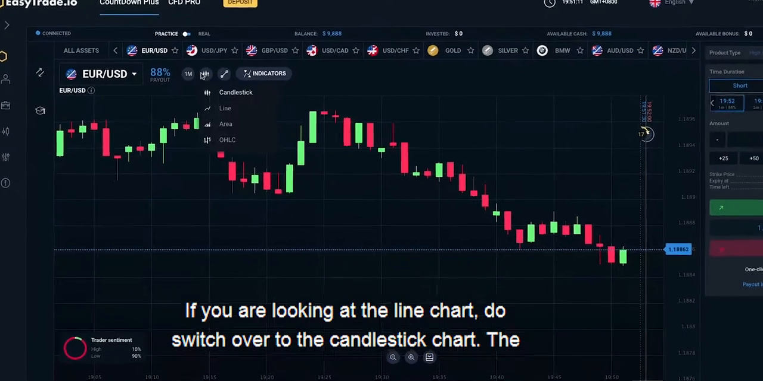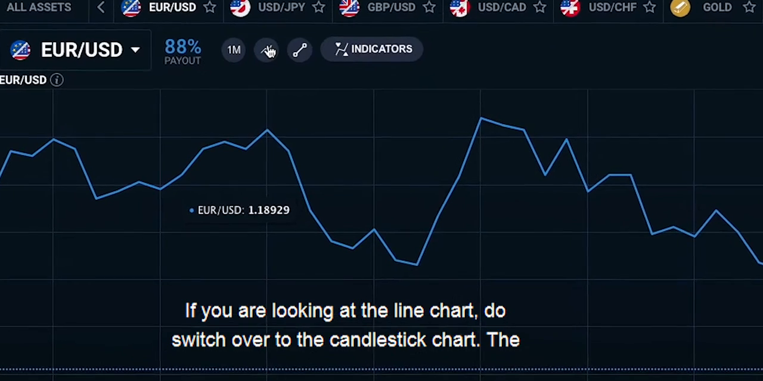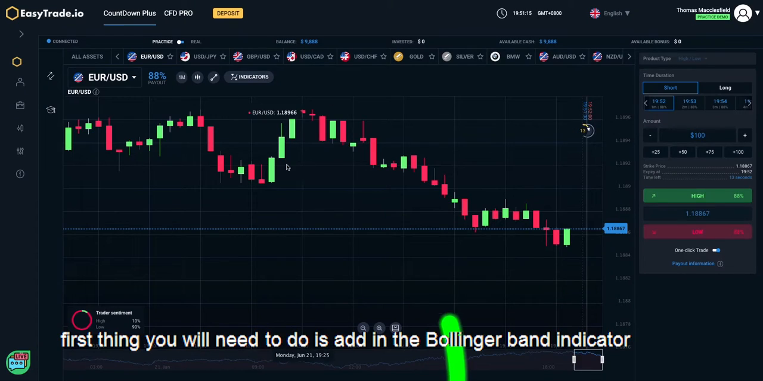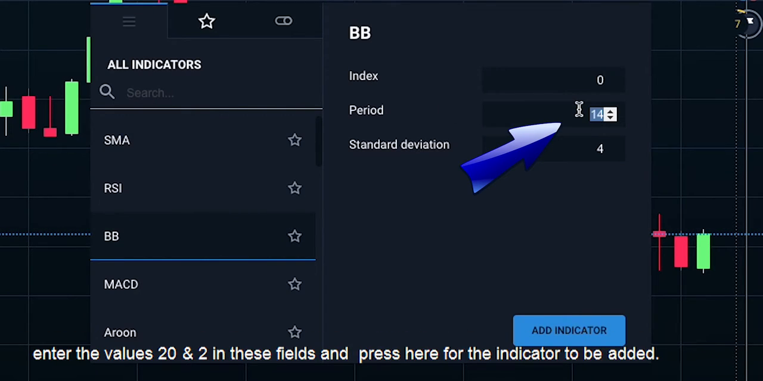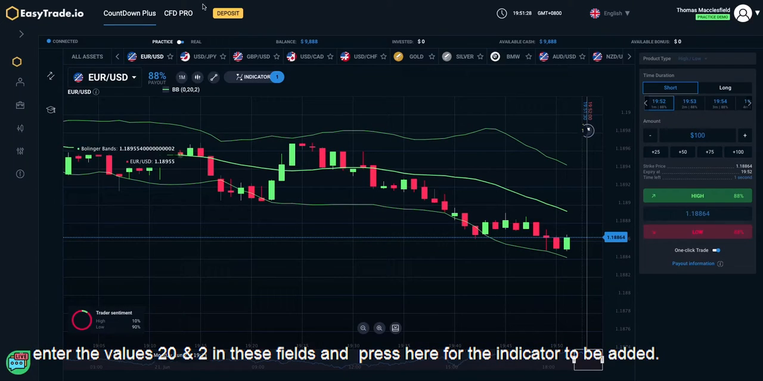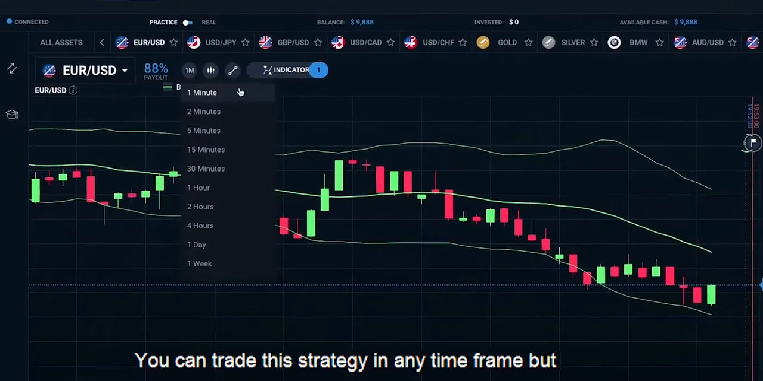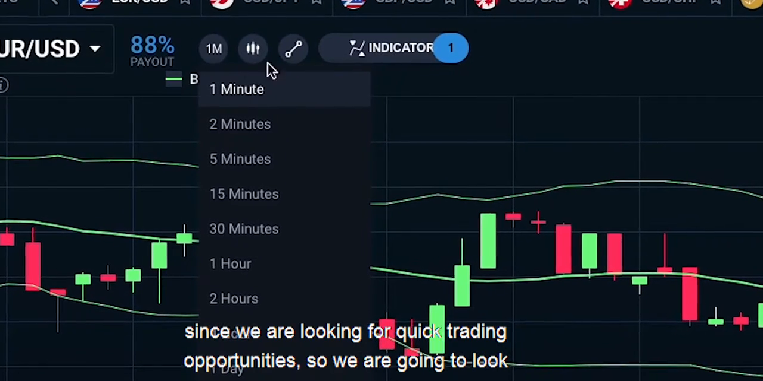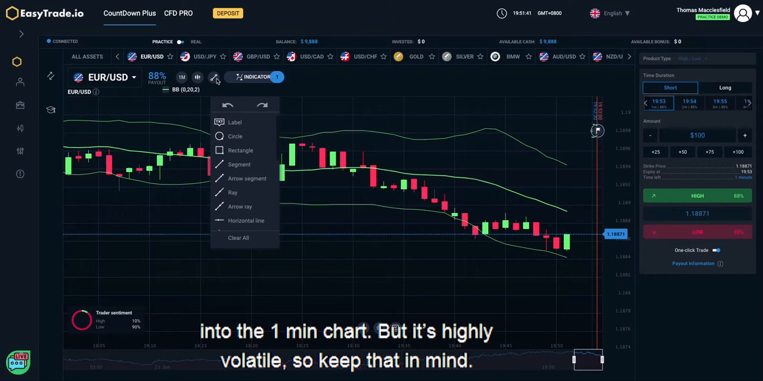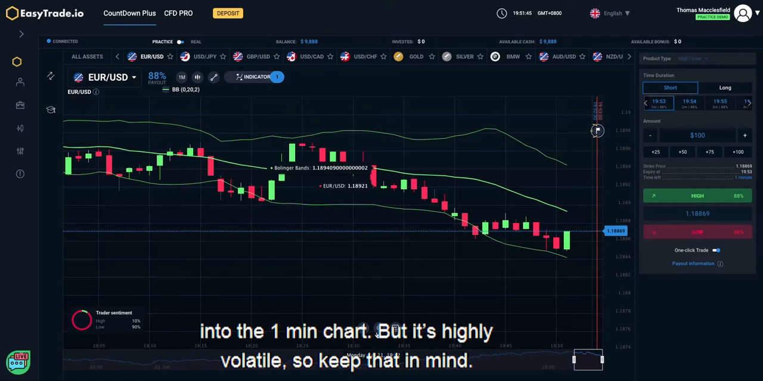If you are looking at the line chart, do switch over to the candlestick chart. The first thing you will need to do is add in the Bollinger Band indicator shown as BB here and enter the values 20 and 2 in these fields and press here for the indicator to be added. You can trade this strategy in any time frame, but since we are looking for quick trading opportunities, we are going to look into the 1 minute chart, but it's highly volatile, so keep that in mind.